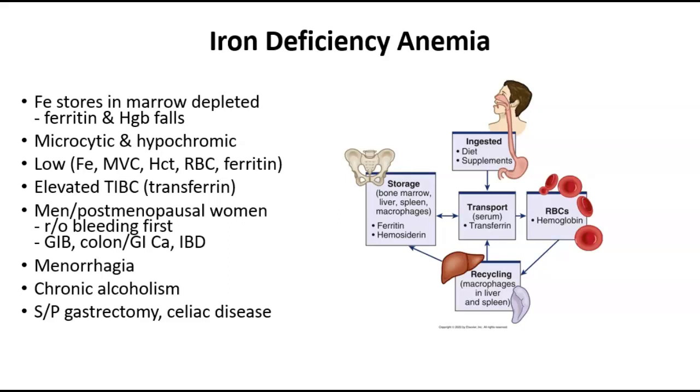So iron absorption actually occurs in the duodenum. So the thing to remember with that is those GI surgeries that affect the duodenum can affect your iron absorption. And any diseases or surgery that alter, destroy, or remove that absorptive surface can cause anemia. So things like gastrectomy, celiac disease, Crohn's.